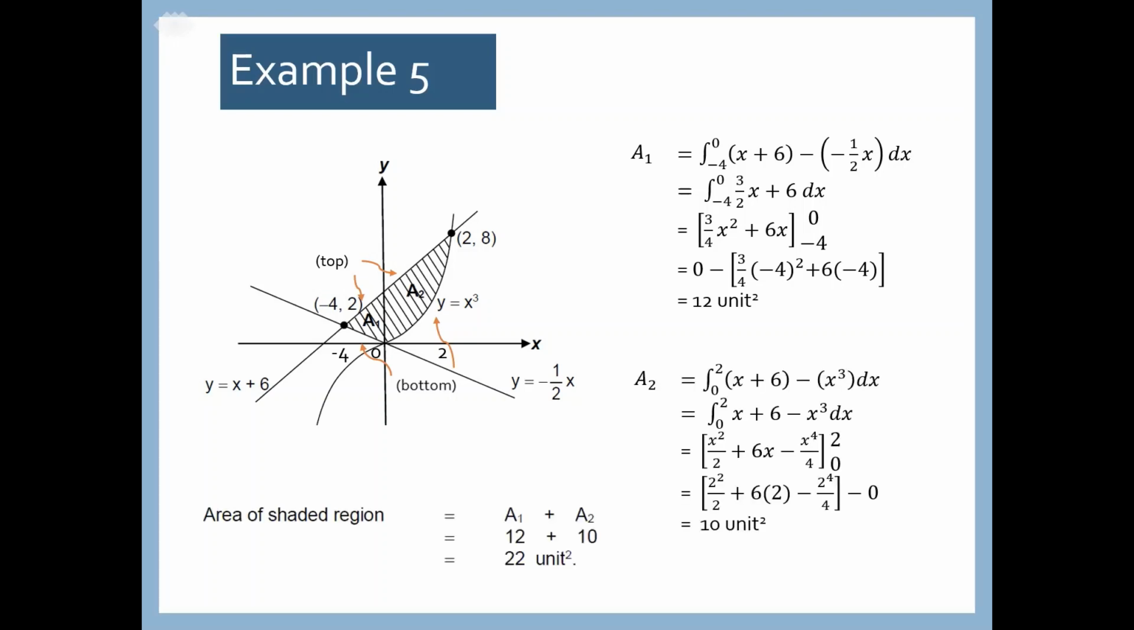As for A2, the top function is y equal to x plus 6 and the bottom function is y equal to x to the power of 3. Minus these two functions and simplify, you will obtain x plus 6 minus x to the power of 3. Integrate with respect to x over the interval 0, 2, you will obtain 10 unit square as the answer for A2. Plus the two answers A1 and A2, you will get 22 unit square as the answer for the area of the shaded region.